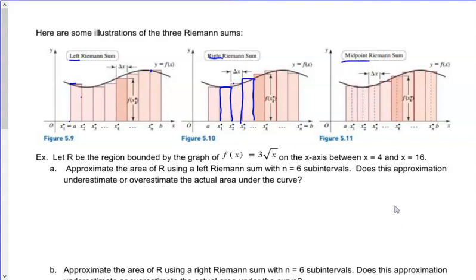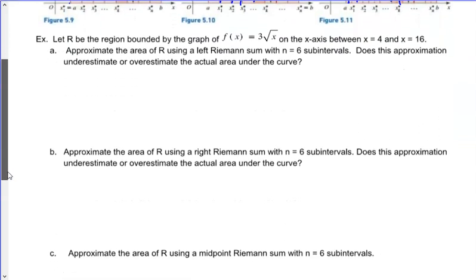The midpoint Riemann sum is what we talked about before, where in this interval, you find the midpoint, find that function value, and create the rectangle. Find the midpoint of this interval, go up to the function, and create the rectangle around that interval. So there are 3 different kinds, and we're going to try to work with each one in this example.